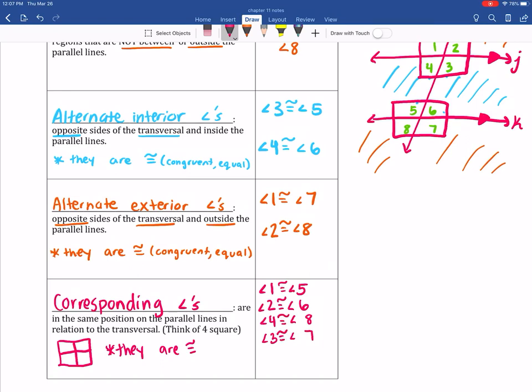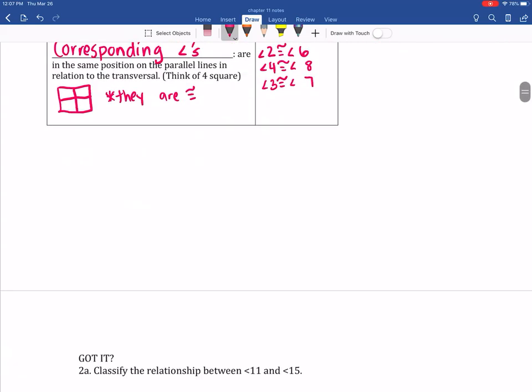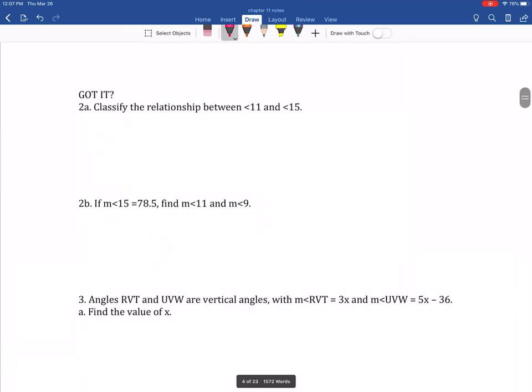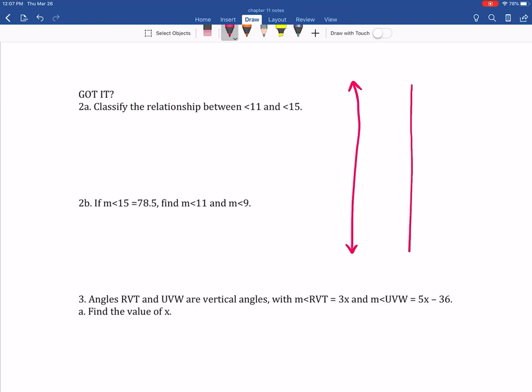So I have all of my pairs listed here. So let's try some problems, maybe that look a little bit more complicated. These lines are parallel. That one got a little squiggly, but I know they're parallel because they're going to have these darkened arrows on them.